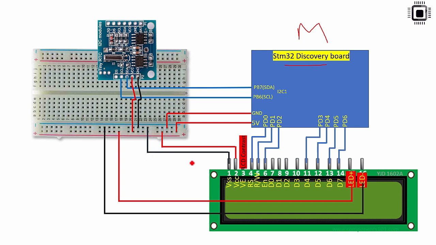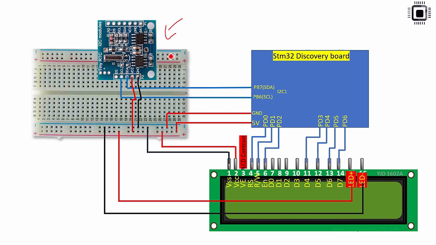LCD connections are very simple actually. You just have to use some GPIO pins of your board. I have used PD0 to PD6, but I will explain this later. No logic level converters are required here between the STM32 discovery board and the RTC module, because if you check the data sheet of this module, the voltage levels are compatible.